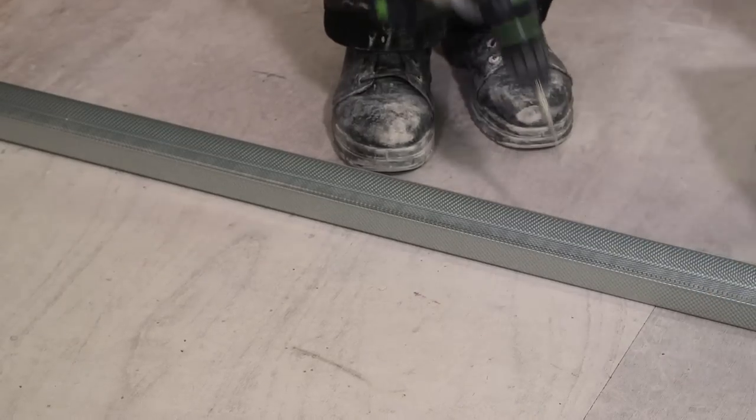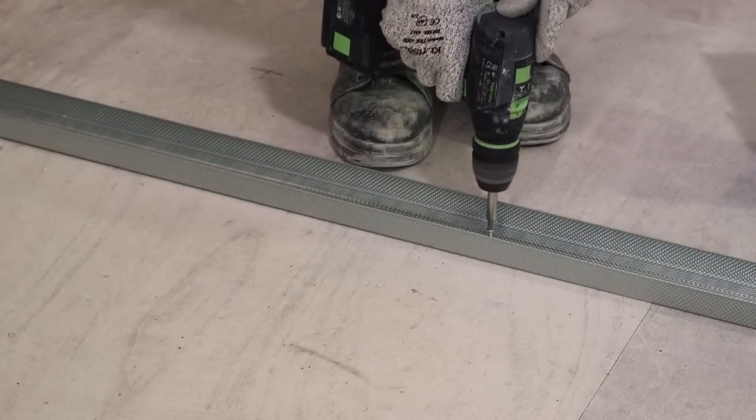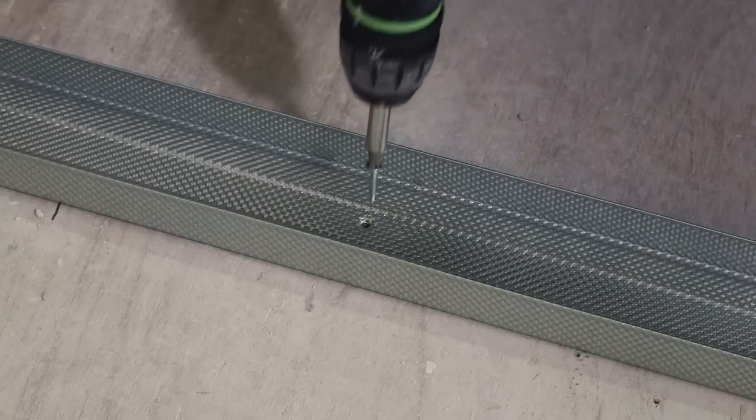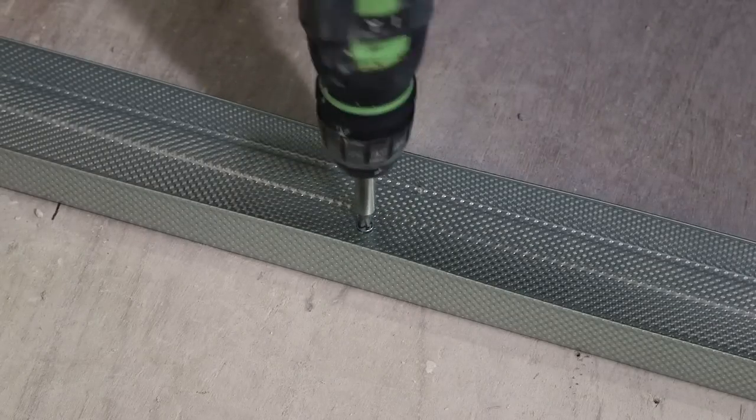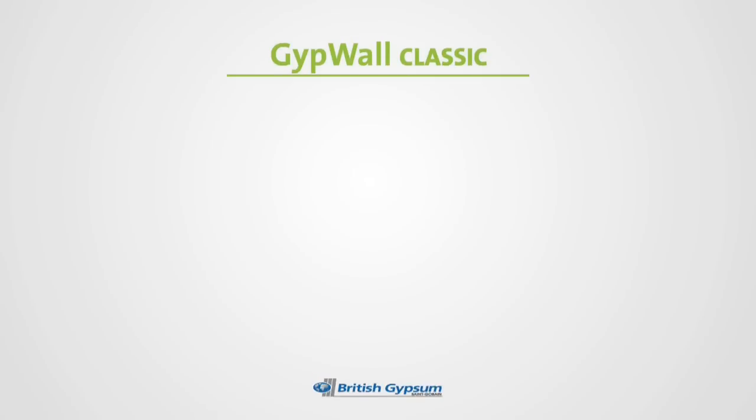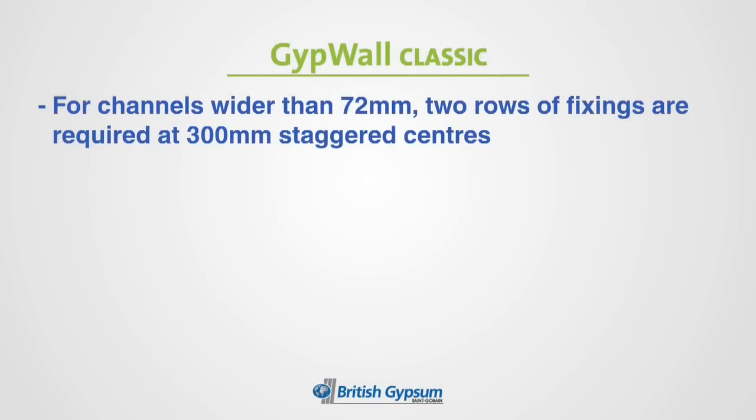For 72mm wide gyp frame floor and ceiling channels, fix them into position at 600mm centres with suitable fixings. For channels wider than 72mm, 2 rows of fixings are required at 300mm staggered centres.